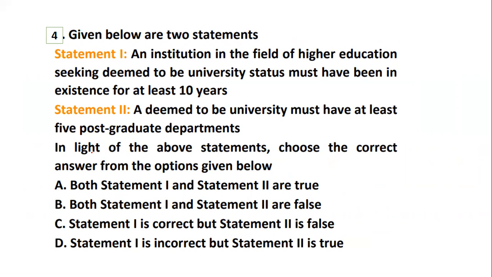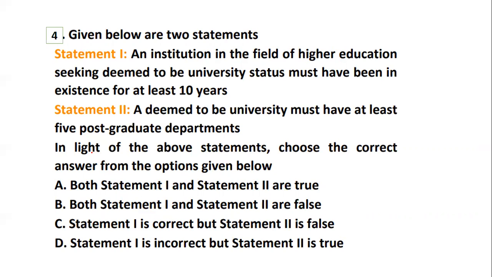You have two statement questions, statement 1 and statement 2. Statement 1 talks about an institution in the field of higher education seeking deemed to be university status, which must have been in existence for at least 10 years. I'll read statement 1 again. An institution in the field of higher education seeking deemed to be university status has been in existence for at least 10 years. That is your statement 1.